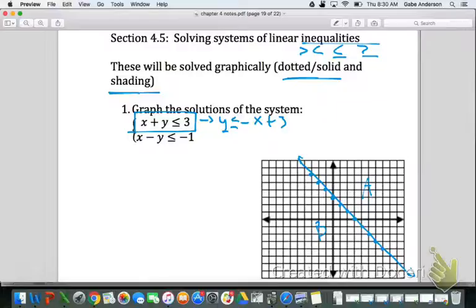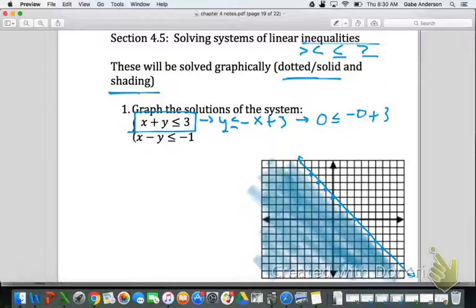Plug in 0, 0. Yeah, so if I do that, if I were to say 0 is less than or equal to negative 0 plus 3, that's really saying 0 is less than or equal to 3, isn't it? Is that true? Yes. 0 is less than or equal to 3, so that means we would shade in the region that has the 0, 0, and so I will shade in the region below. So give me just a second here, and I will attempt to do that. Okay, so here is my shading for that particular line.